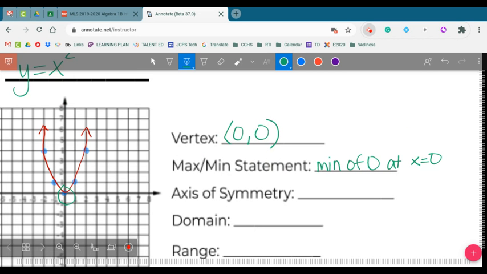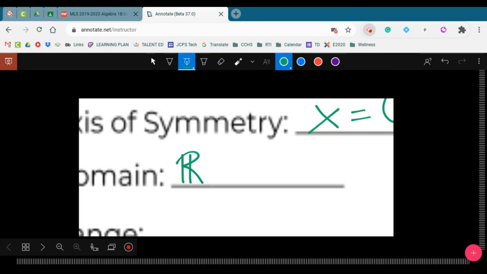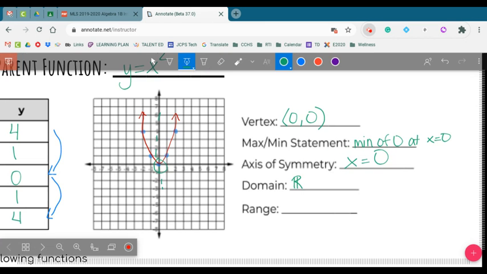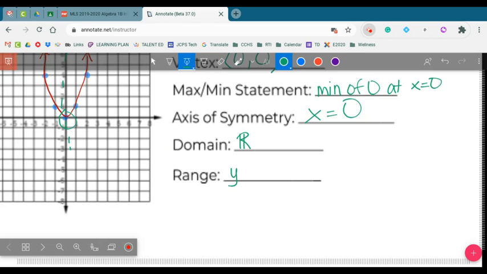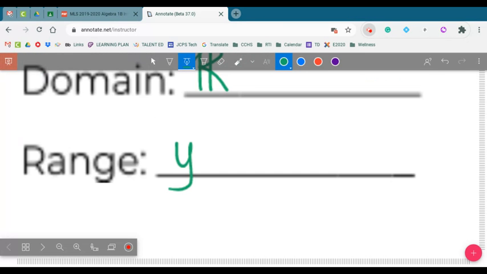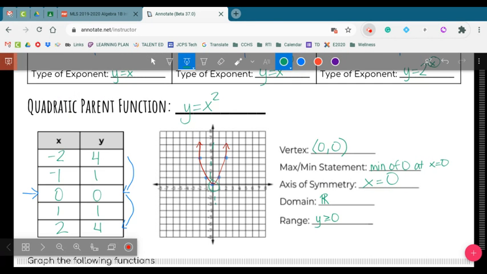Our axis of symmetry is that middle imaginary line. That's going to be x equals 0. Our domain is going to keep going on forever in our x value direction, so it's going to be all real numbers. And then our range, which is our y values, I'm just going to start with y. It starts at 0 and it goes up, so it's going to be y is greater than or equal to 0.